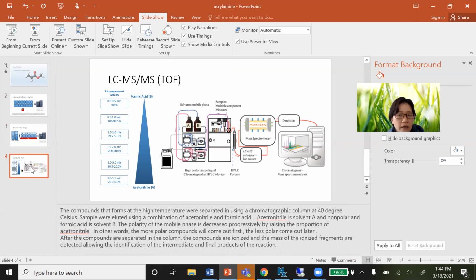Acetonitrile is solvent A and nonpolar, and formic acid is solvent B and polar. The polarity of the mobile phase is decreased progressively by adding increasing proportions of acetonitrile. In other words, the more polar compounds will come out first, and the less polar compounds come out later. After the compounds were separated in the column, they are ionized, and the mass of the ionized fragments is detected, allowing the identification of the intermediate and final products of the reaction.